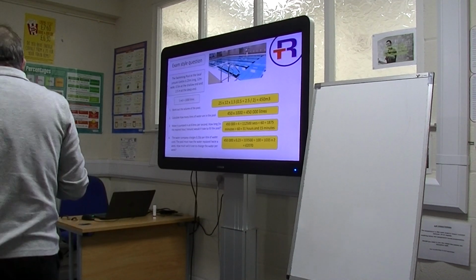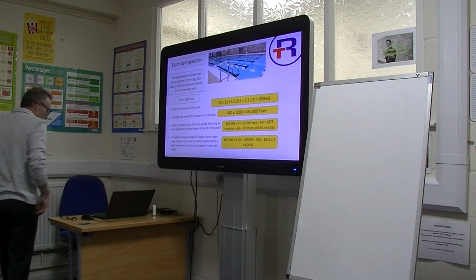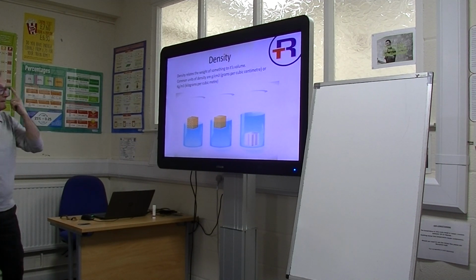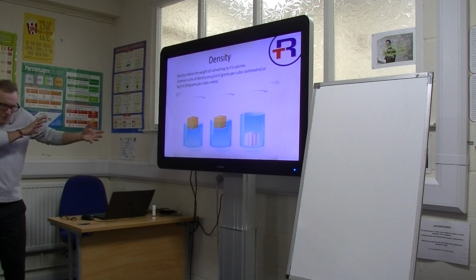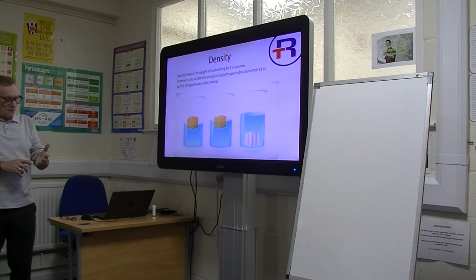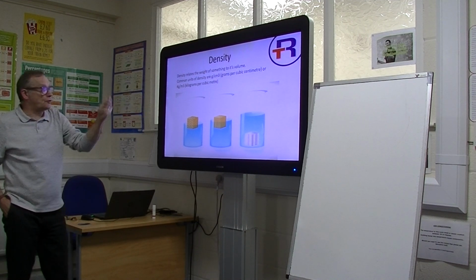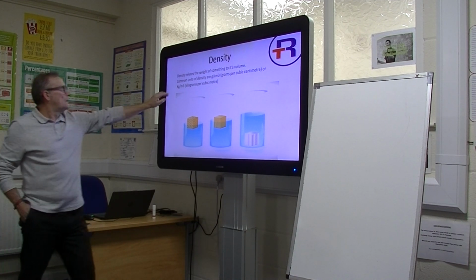So our next topic, and linking to volume, is going to be density. Okay, density. Density relates the weight of something to its volume. So remember at the beginning last week we talked about speed, distance and time. Well, density is the same kind of thing. It's related to two other things.